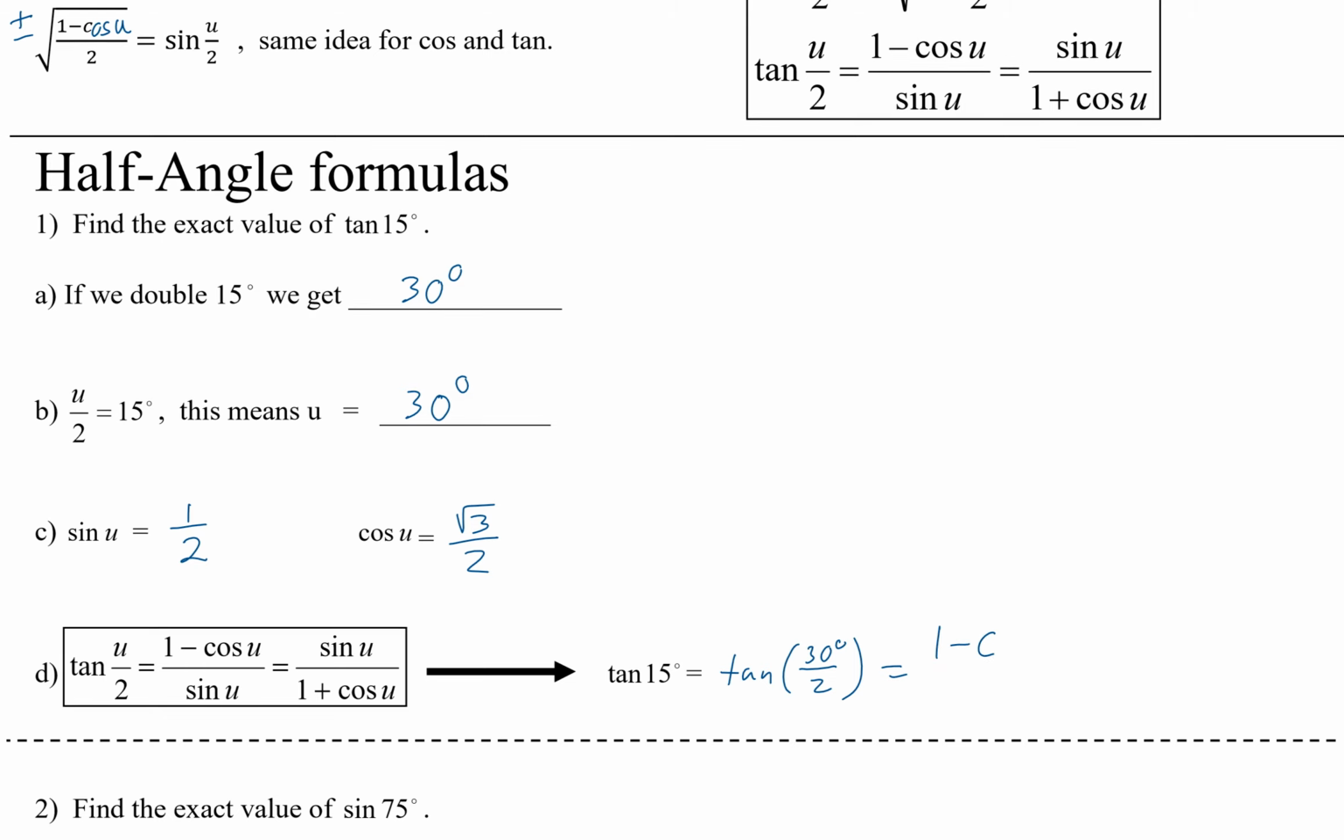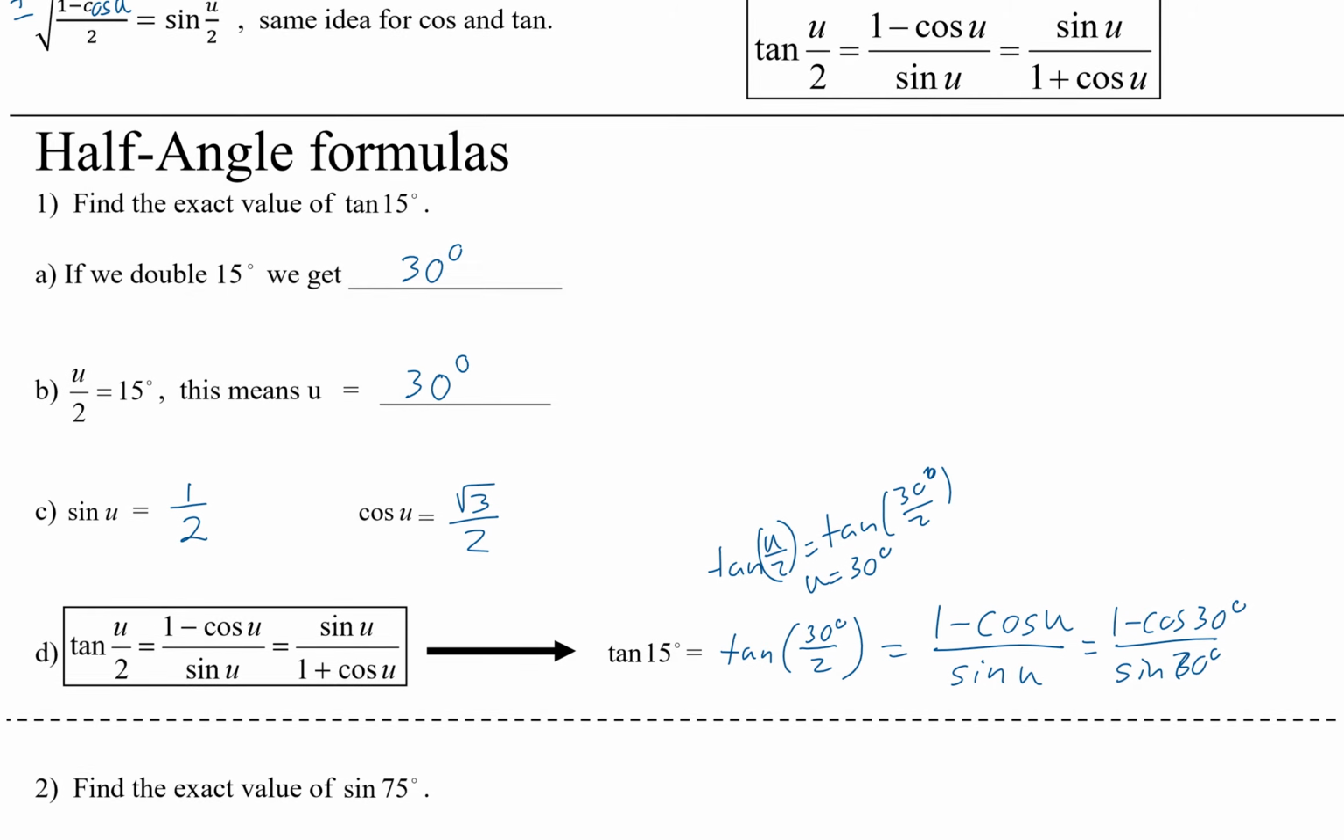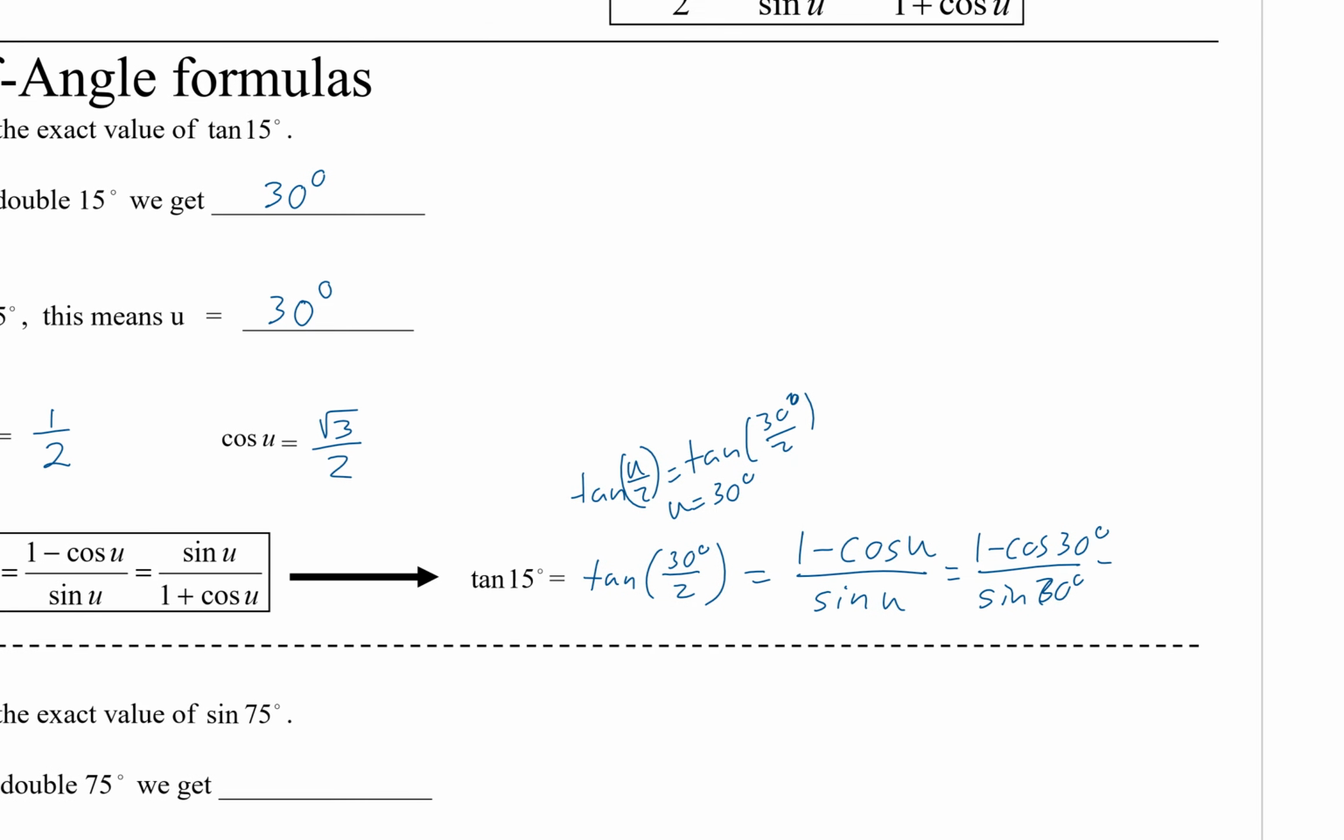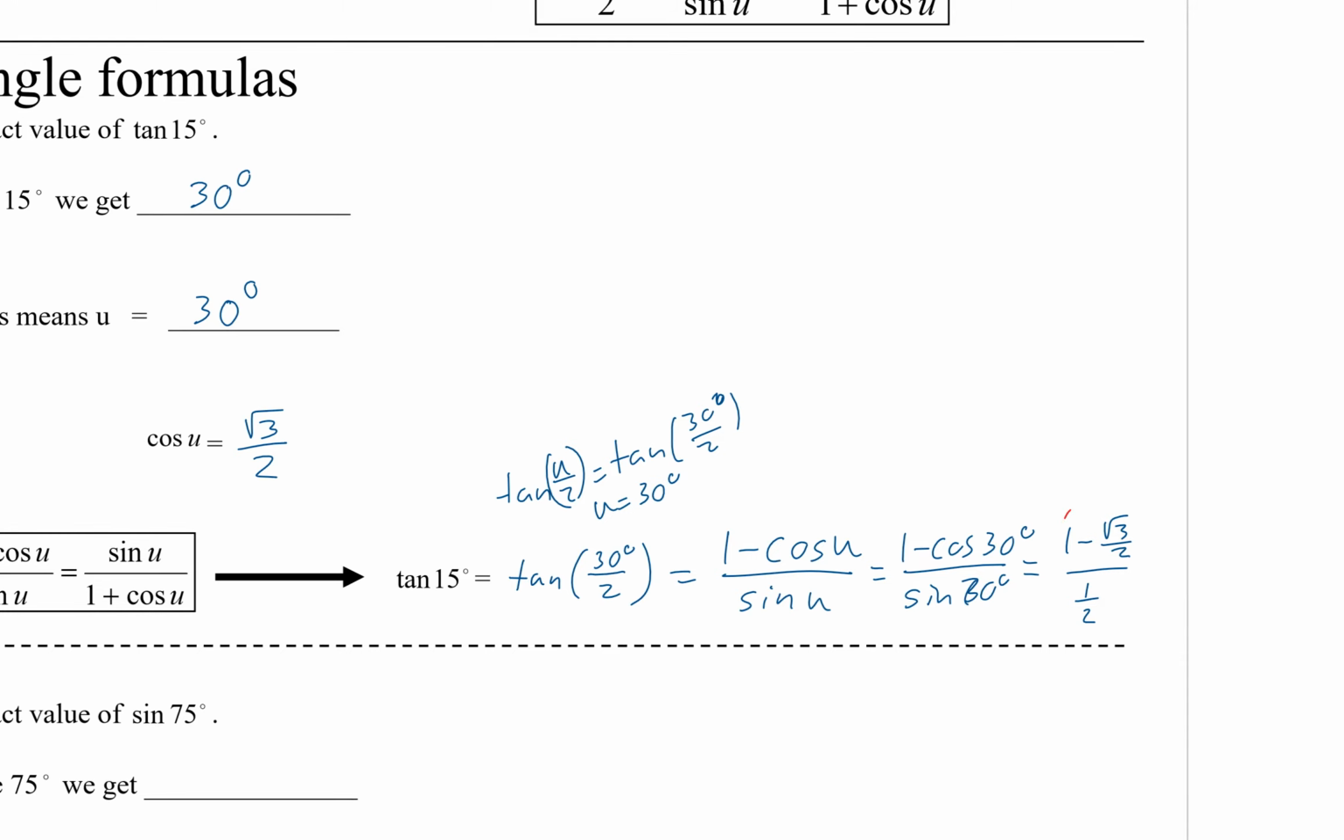I'm going to do the first one. So 1 minus cosine of u over sine u. And our u here is 30 degrees because it's tangent of u over 2. So our u is 30. Now if we plug that in, we get 1 minus cosine of 30 degrees over sine of 30 degrees. And then a little simplifying, cosine is rad 3 over 2 and sine is 1/2. And there's our complex fraction again.